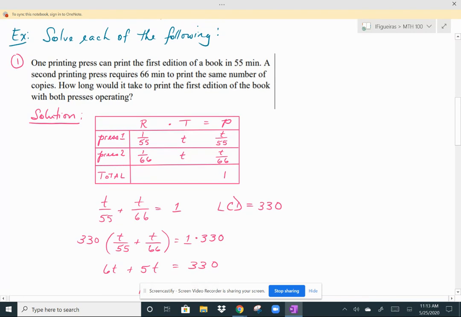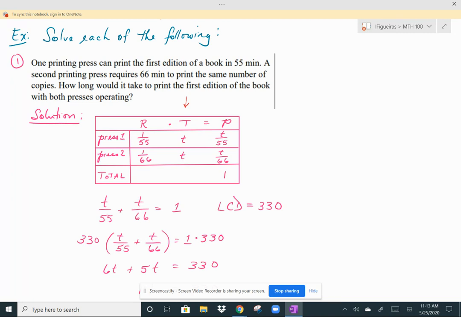Okay, so you're given the rate of each printing press. The first one is 55 minutes, so you write that as 1 over 55. The second one is 66 minutes, so you write that as 1 over 66. You're trying to figure out how long it takes to print the book if both printing presses are working at the same time. So that's your unknown. So you put a variable in the time column. So I chose T. You can pick X or any other variable that you like.